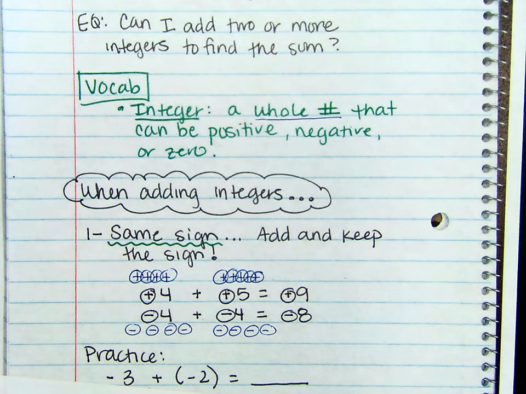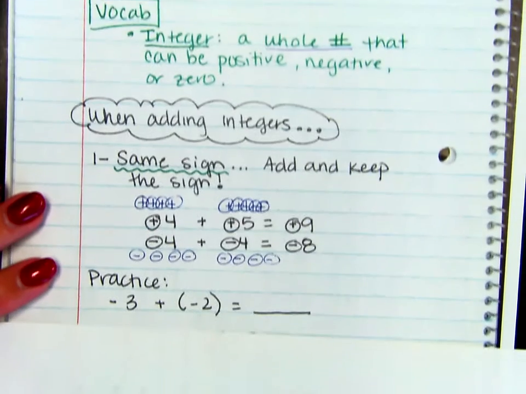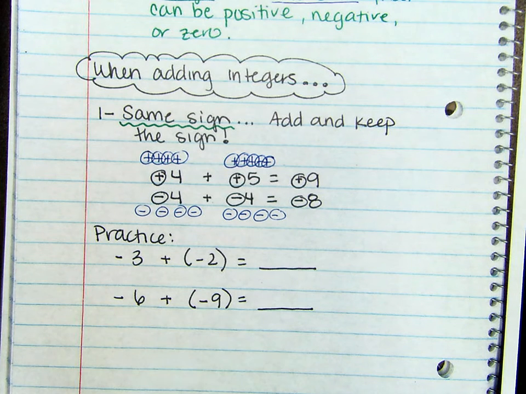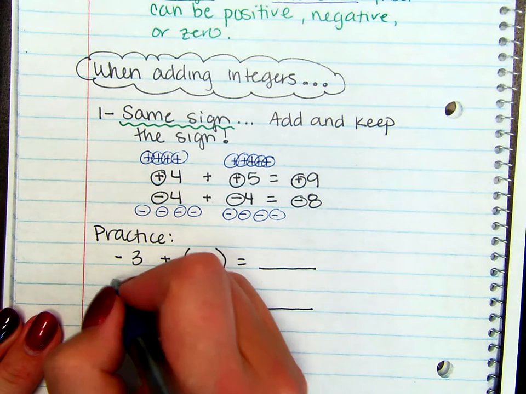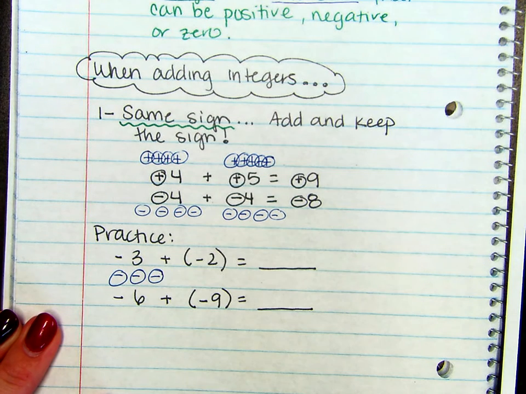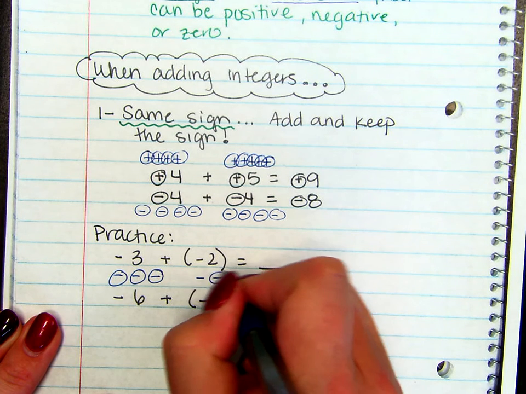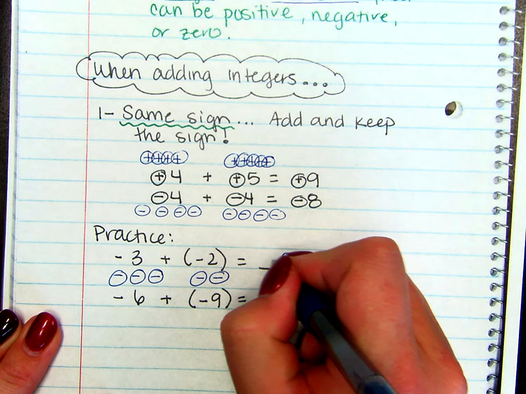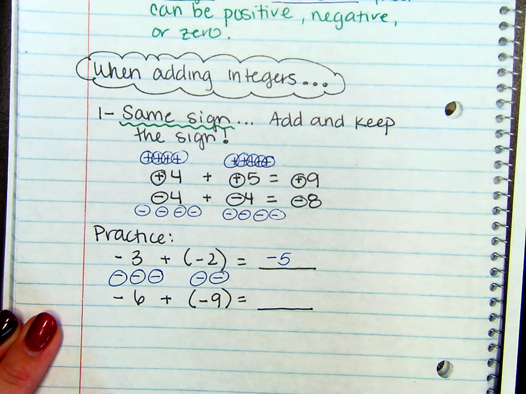So let's do a little bit of practice. The first piece that we're going to practice is negative 3 plus negative 2. If I have negative 3, that's 1, 2, 3 negatives, and negative 2 is 2 negatives. How many negatives do we have altogether? You got it, we have 5. So 5 negatives, so I'm going to put my 5, and then I'm going to put my negative sign in front of it.